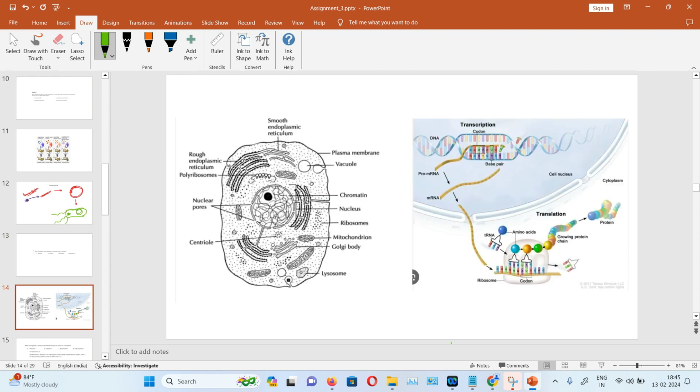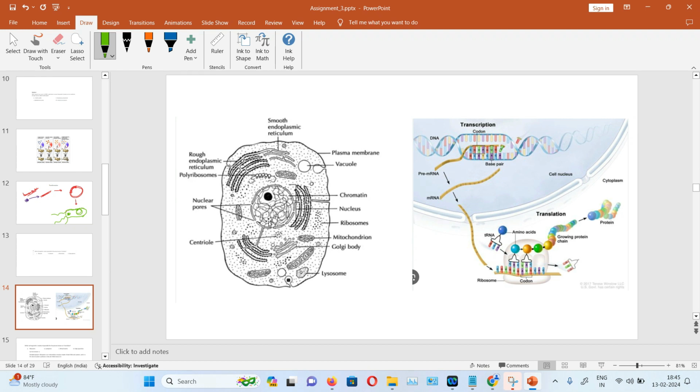And you see from where the transcription happens. This is the structure of a cell, and it has a big cell wall, and inside there is a nucleus, and inside the nucleus there is chromatin. In this chromatin you can see the DNA. And you can see that there are pores in the nucleus through which the cytoplasm and the inside portion of the nucleus communicate.